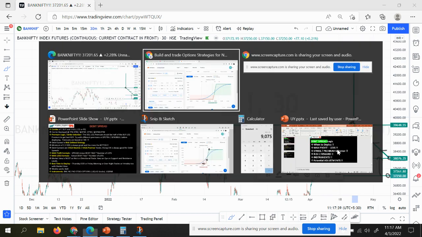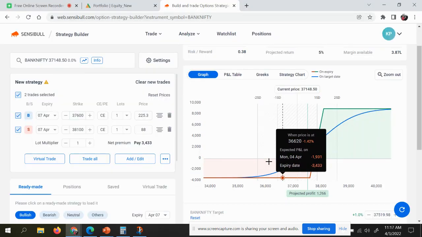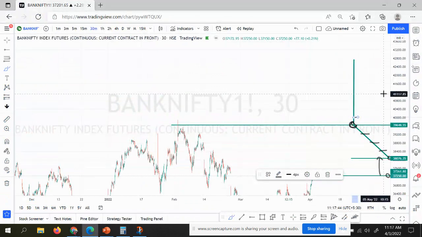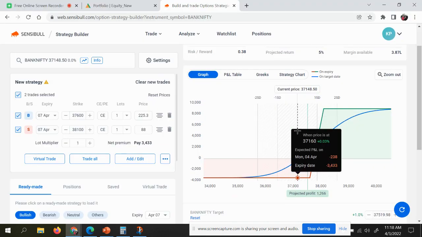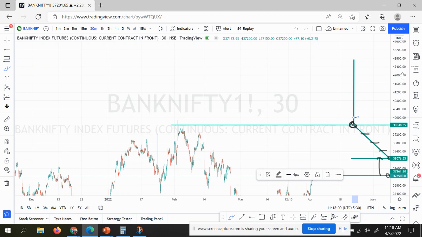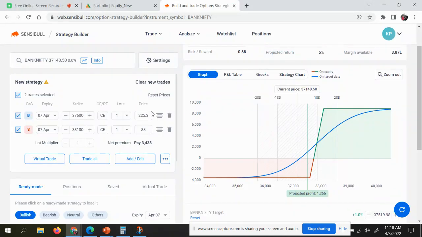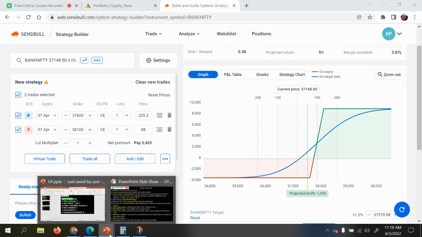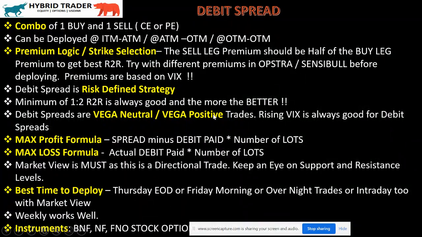So friends, what I've done is I've just tried to show you the graphical representation of the payoff graph from Sensibull, horizontally inline to your actual chart. Basically, when we go for the call debit spread, we want the price to go up, so this is what I'm trying to replicate. If you're getting confused with the payoff graph, I've just plotted it inline to the chart. All right, friends, I've covered everything, so we'll just do one recap.